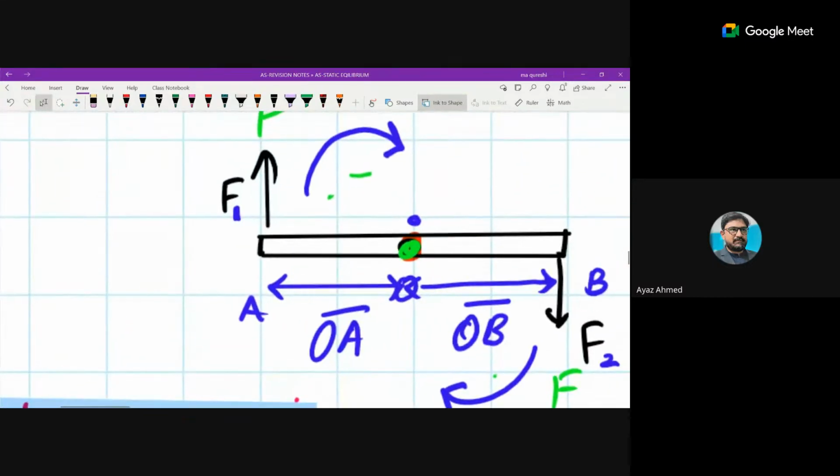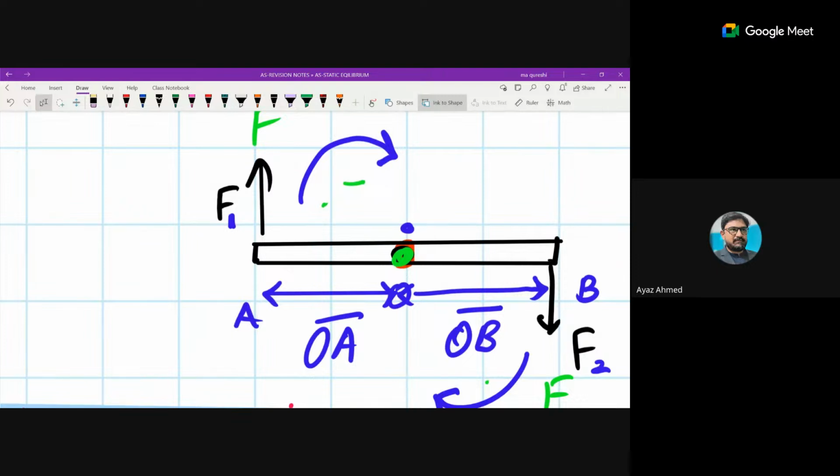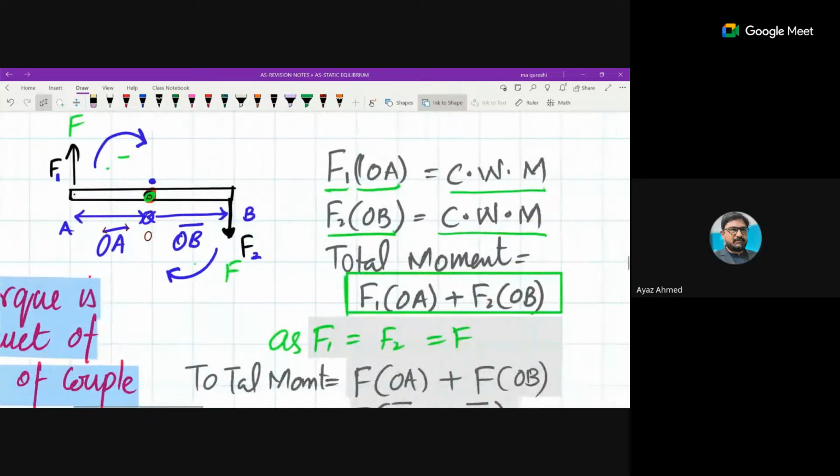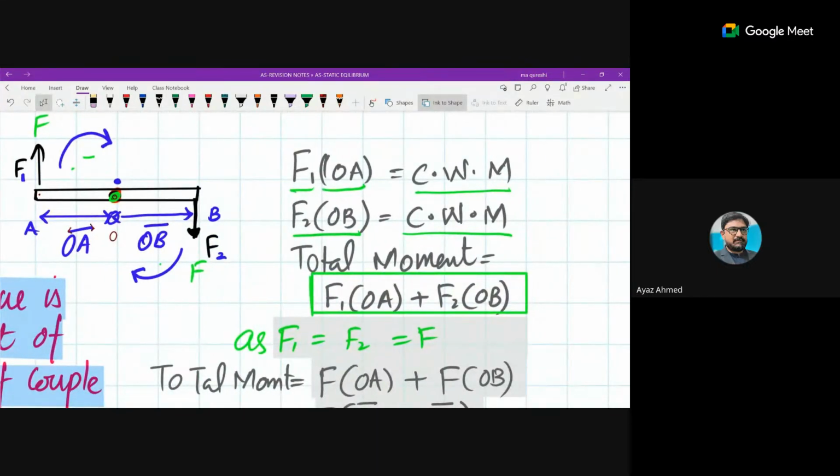Here, just see this diagram. There is your F1 and F2, and this is the pivot at the center. Both of these forces are acting at point A and B, and here is point O. So F1 is acting at point A at a distance OA from the pivot, and F2 is acting downward. Although the force is opposite, it is causing the rotation in the same direction. That means this F2 has the moment arm OB. Now, if I say that both the moments are clockwise, isn't it?